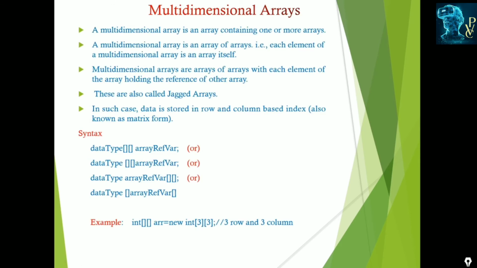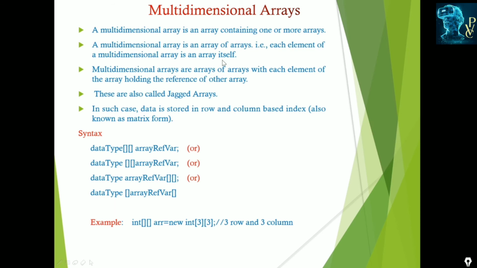Next is the multi-dimensional array. Up to now we have used single dimensional or one dimensional arrays, which have only one index position. If we have more than one index, those are called multi-dimensional arrays. A multi-dimensional array is an array containing one or more arrays. An array within an array is called a multi-dimensional array; each element is itself an array. These may be 2-dimensional, 3-dimensional, 4-dimensional, and so on.